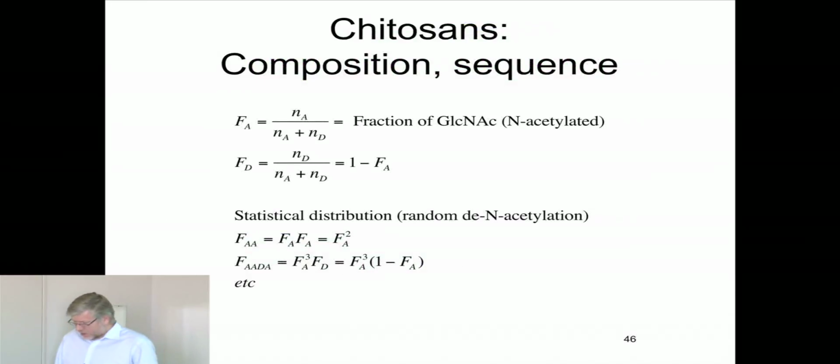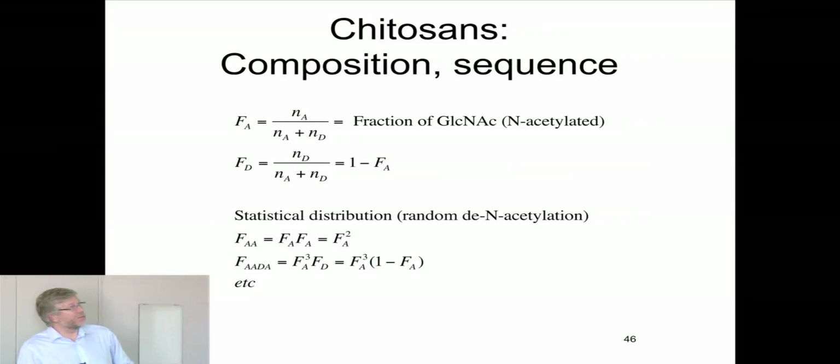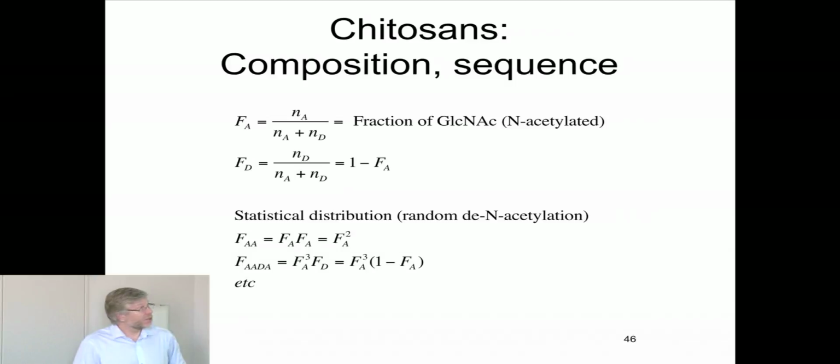So in the chitosan field, we also have a composition and sequence situation. We can define fractions just as we did for alginate. But in this case, we have Fa and Fd instead of Fg and Fm. So what about the blocks?